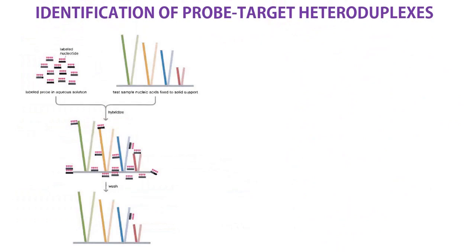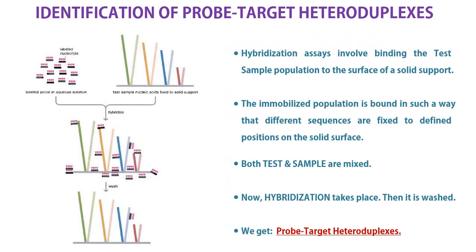Identification of probe target heteroduplexes. Hybridization assays involve binding the test sample population to the surface of a solid support. The immobilized population is bound in such a way that different sequences are fixed to defined positions on the solid surface. Both test and sample are mixed. Now, hybridization takes place. Then it is washed. We get probe target heteroduplexes.